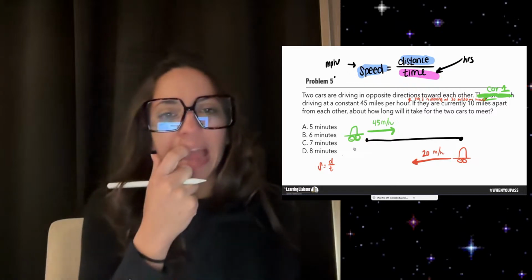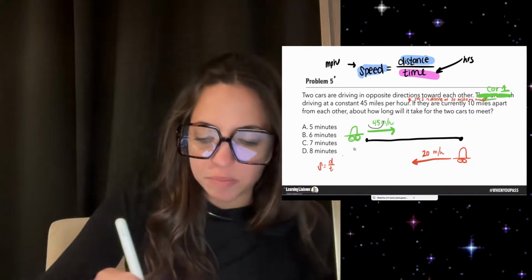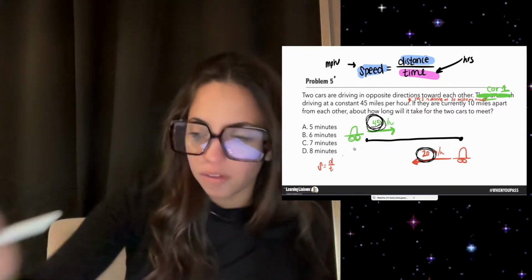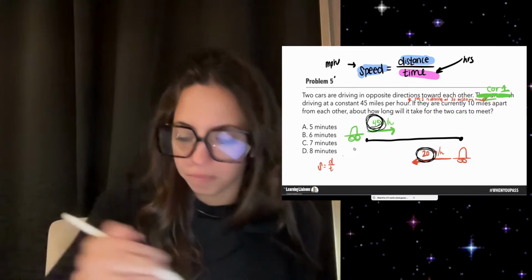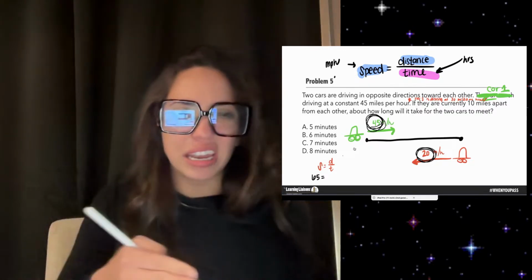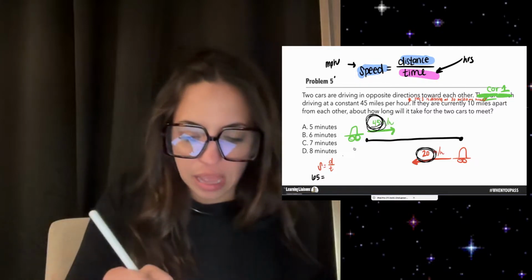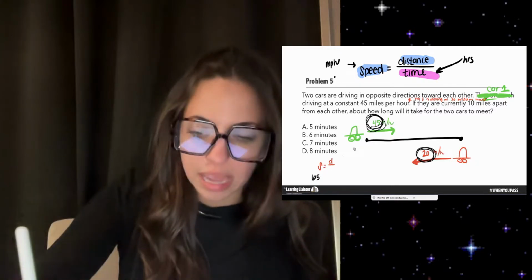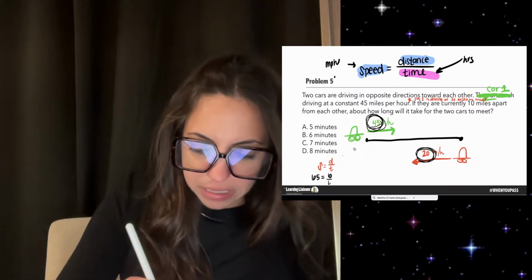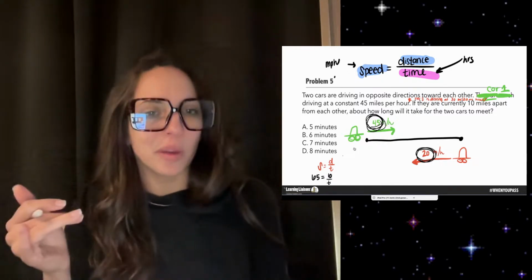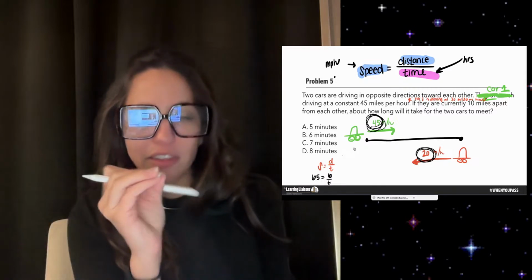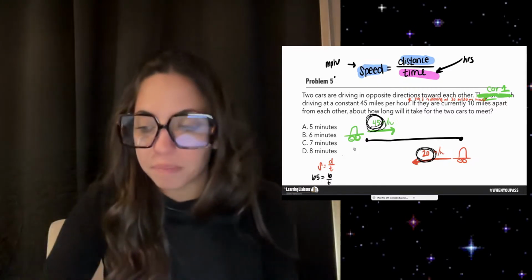But I'm going to add my speeds together. 45 plus 20, which equals 65. And instead of trying to calculate what that distance is, my distance is just going to be the whole 10 divided by time. And that will tell me where they're going to meet, because I'm calculating their whole speed and distance together. So it'll tell me that meeting point.